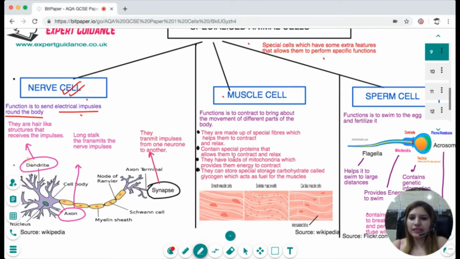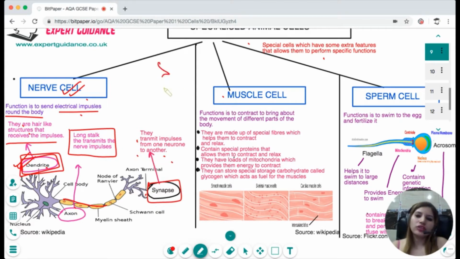In this nerve cell, the nerve cells have dendrites. Now, what are these dendrites? These dendrites are the hair-like structures that receive the impulses. Then it has a long stalk called the axon. This axon transmits the nerve impulses, and at the end you have the synapse. Now, what is a synapse? They transmit the nerve impulses from one neuron to another. So the structure goes like this. It has a nucleus, hair-like structures, a long stalk, and at the end it has the synapse.